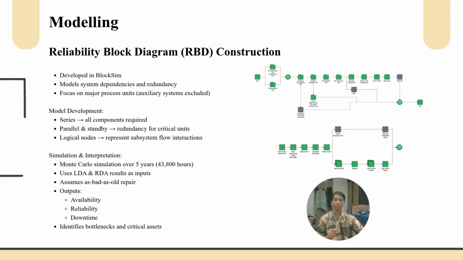Monte Carlo simulation was then performed over 5 years using the failure and repair data from LDA and RDA. The model assumes an as bad as old repair condition, meaning components do not improve after repair. The simulation outputs include availability, reliability, and downtime, allowing us to identify critical components and system bottlenecks that impact overall plant performance.